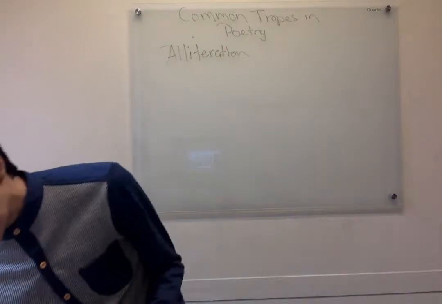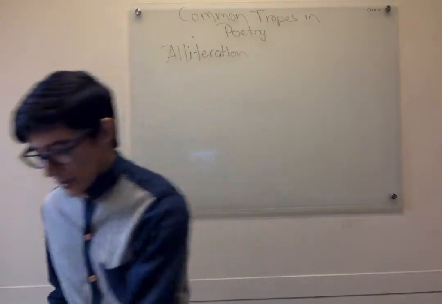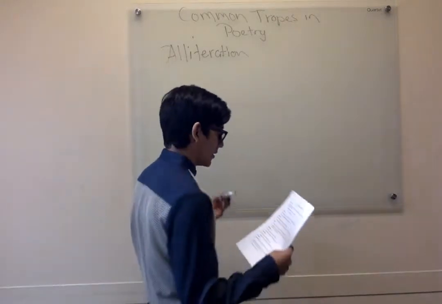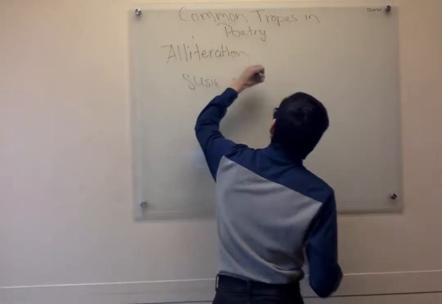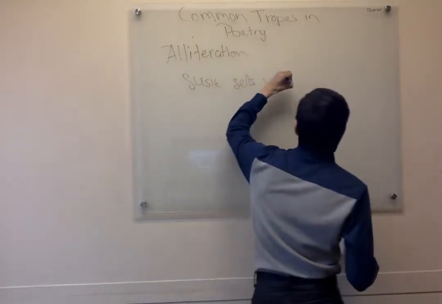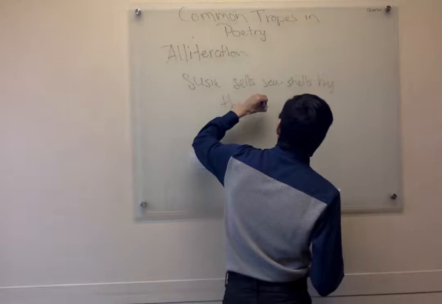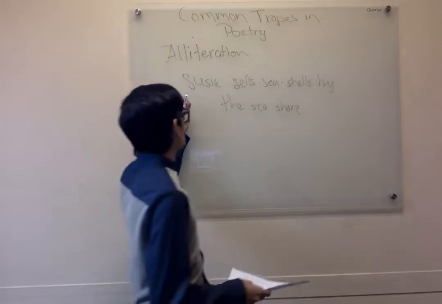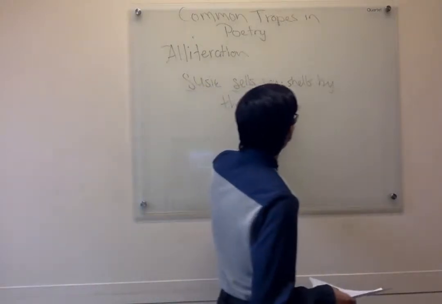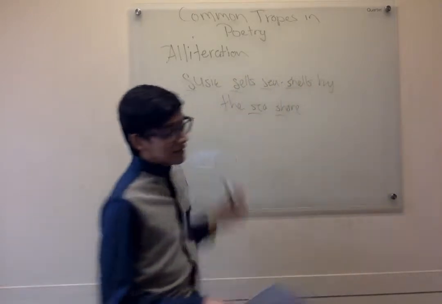So what is alliteration? Alliteration is also called a consonance. And this scheme consists of repeating consonants at the beginning or middle of two or more successive words. So to give an example of this would be, let's see, Susie sells seashells by the seashore. So if you look at this, you'll notice that almost all of the words begin with the letter S, or the SH sound, not this word. And that's what makes this an alliteration.